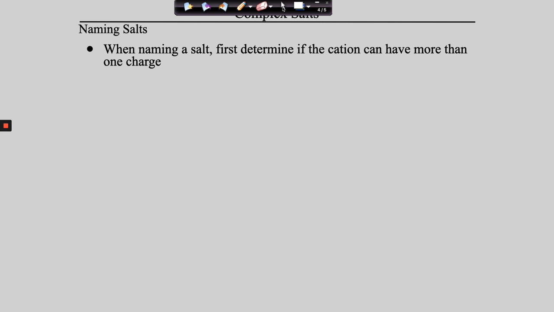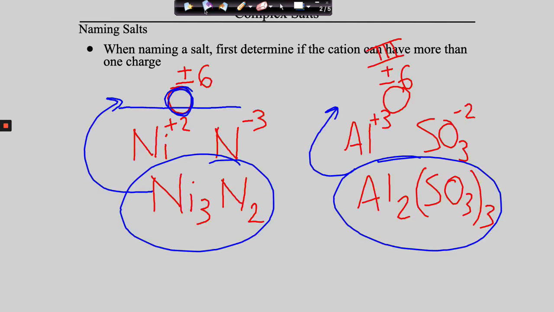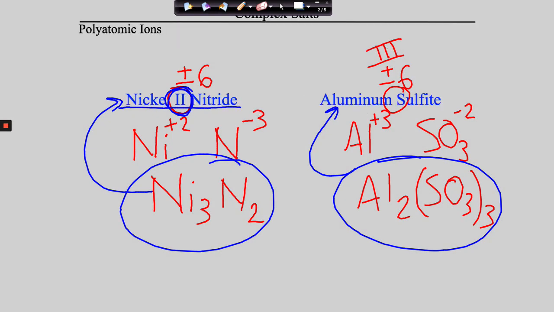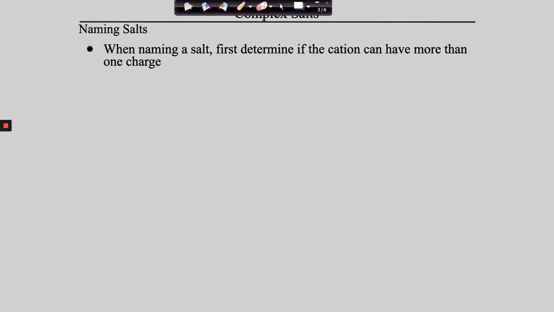So guys, let's go backwards. Oh, well, here, let me go back. This is going to freak out. Hold on. So guys, let's have the conversation again. Why does the one on the left have a Roman numeral and the one on the right doesn't? Because nickel can have more than one charge, yes? So why then is it important that the first thing we do is figure out whether the cation can have more than one charge? Because it tells us if we need a Roman numeral in the name. Are you making those connections?